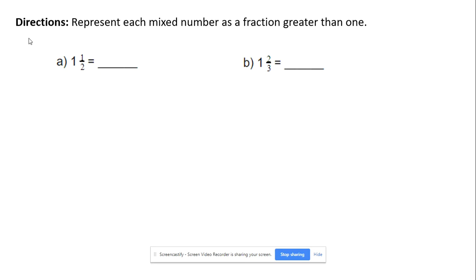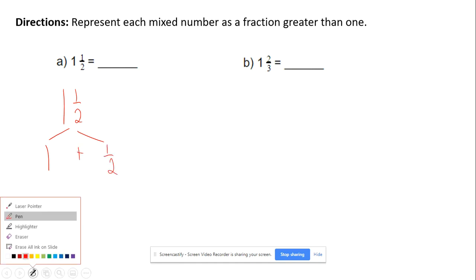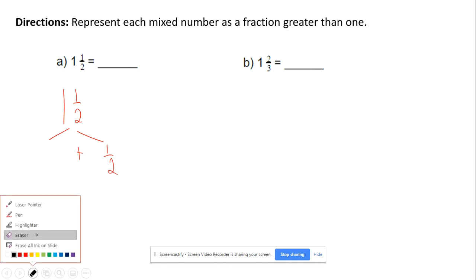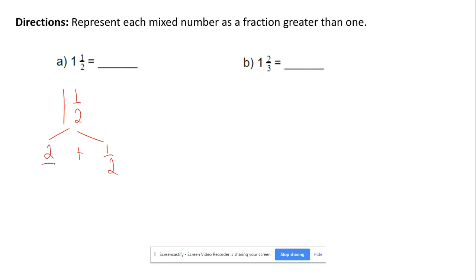All right, so now we're going to be reviewing a little bit from yesterday about how to represent a mixed number as a fraction greater than 1. So we're going to start. We have 1 and 1/2. We can break this up into 1 plus 1/2. And we know that 1 can be represented as a fraction, which would be 2 over 2. When we add this up, we would get 3 over 2. So 1 1/2 is equivalent to 3/2.